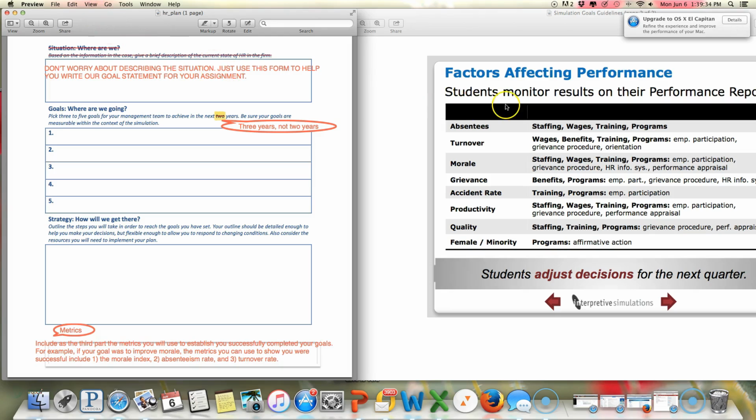All right. So if you don't have any more questions about that, I'm going to let you start practicing your goal statements in the simulation.